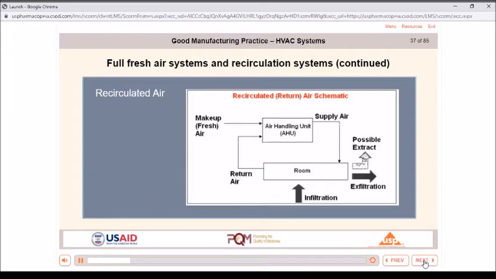Full fresh air systems and recirculation systems continued. Recirculated air. The diagram shows a recirculated air system.